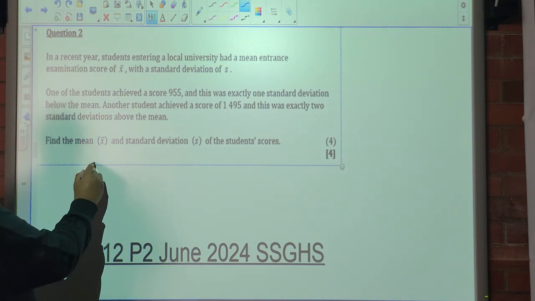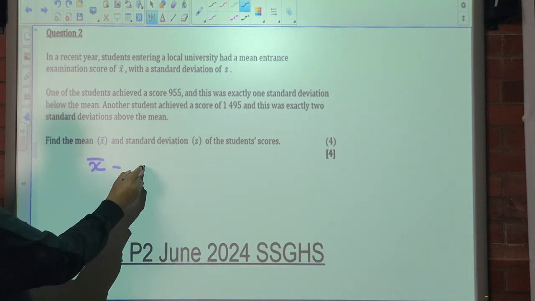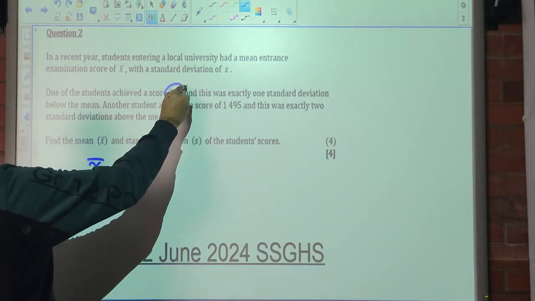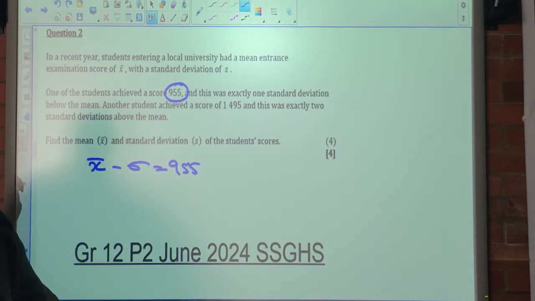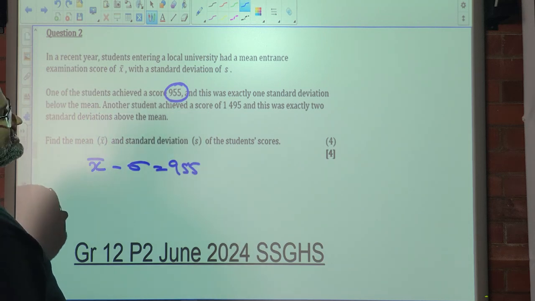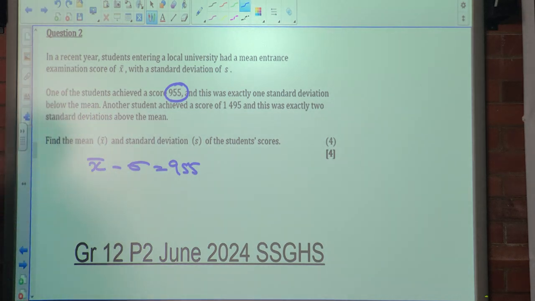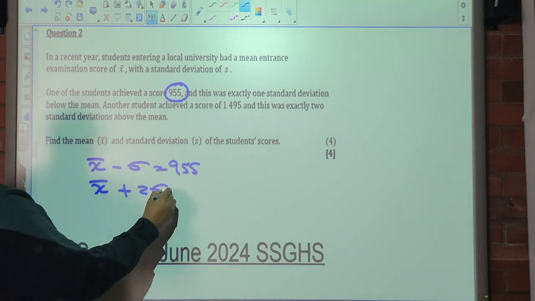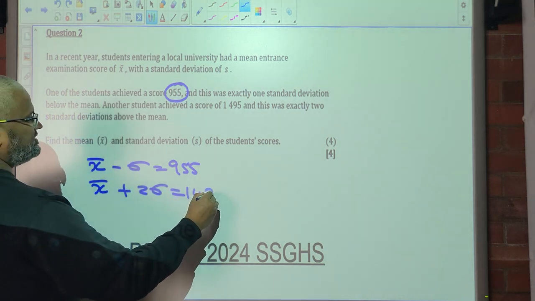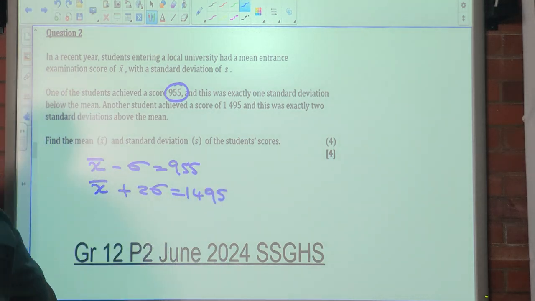So how do you work out one standard deviation below the mean? You say your mean minus standard deviation, and this is exactly 955. Another student achieved a score of 1,495. That is exactly 2 standard deviations above the mean. So it's going to be the mean plus 2 standard deviations, which gives me 1,495.